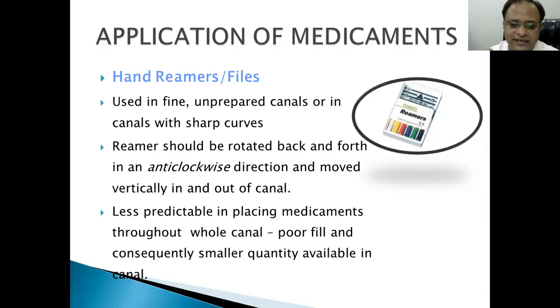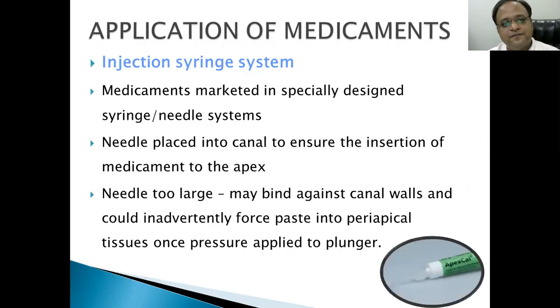So you can actually use this system, but the only disadvantage is that when you are using reamers or files, it is kind of unpredictable. A very small amount of material is placed, or a poorly filled canal is seen when a radiograph is taken to ensure that the placement has been done.